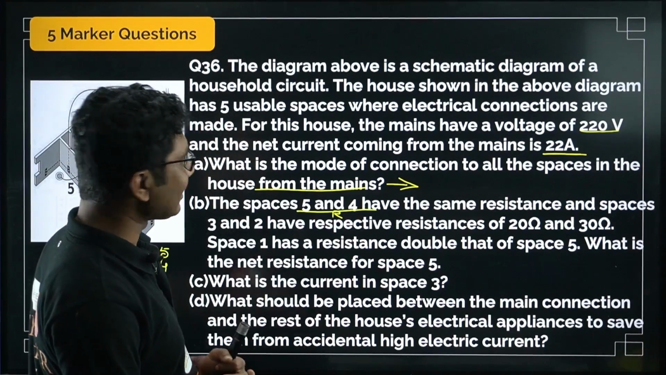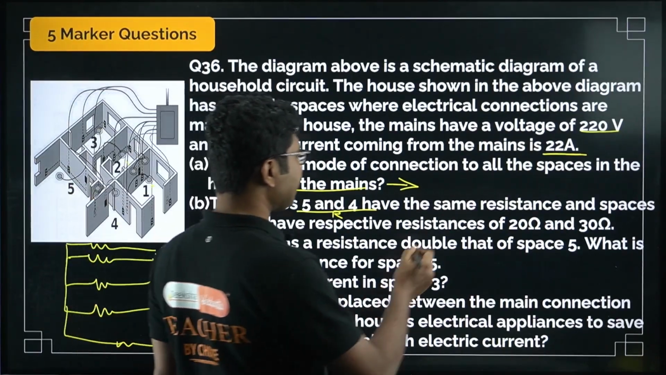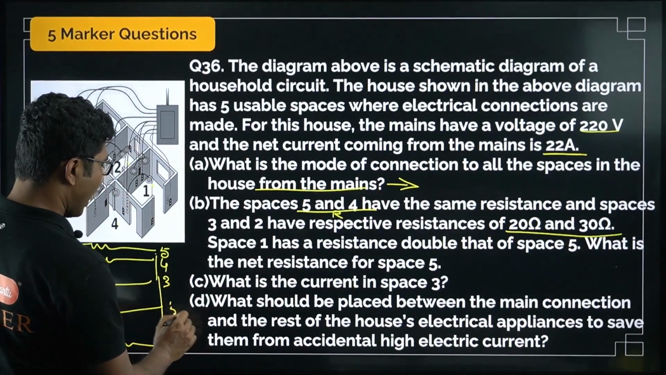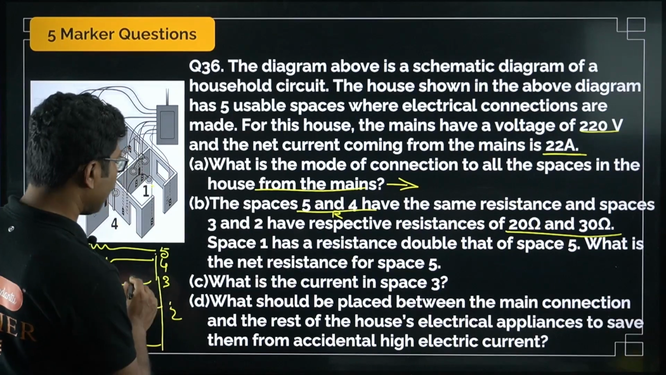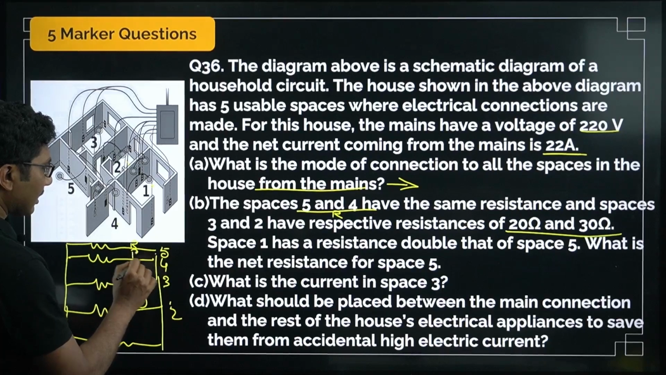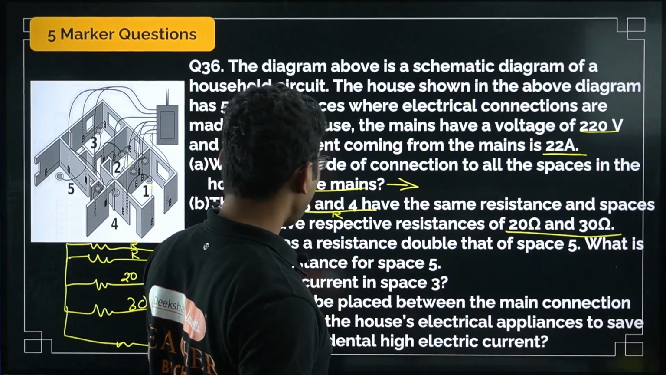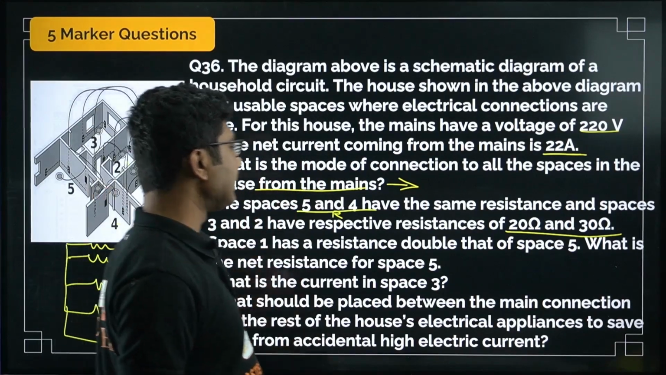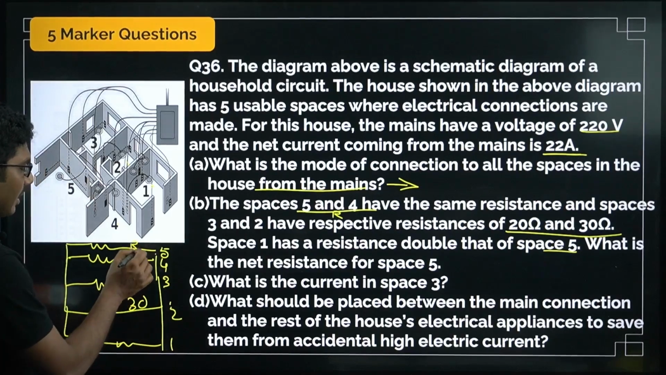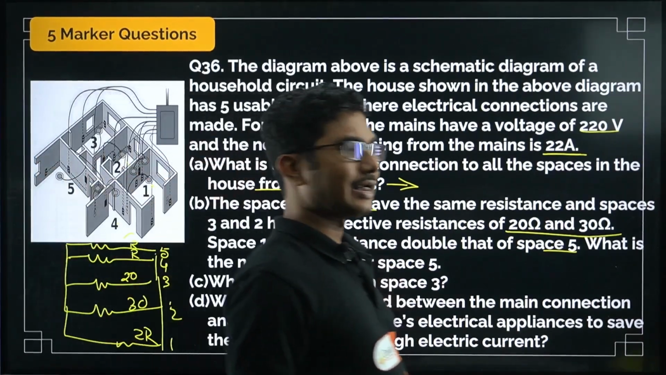All these resistances are the same, so we assume these two resistances are r. Spaces 2 and 3 have the respective resistances of 20 ohm and 30 ohm. So this is 20, this is 30, and these two we have assumed r and r. And the fifth one, space 1, has a resistance double that of space 5, that means 2r. All these resistances are connected in parallel.